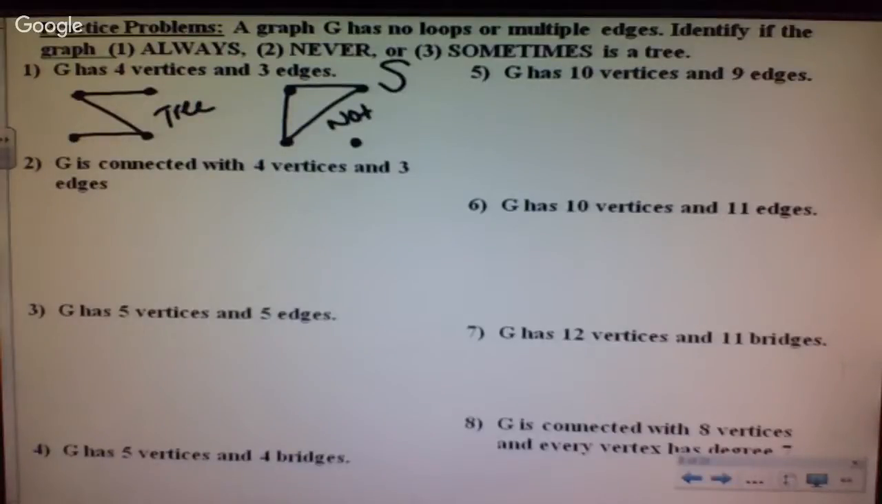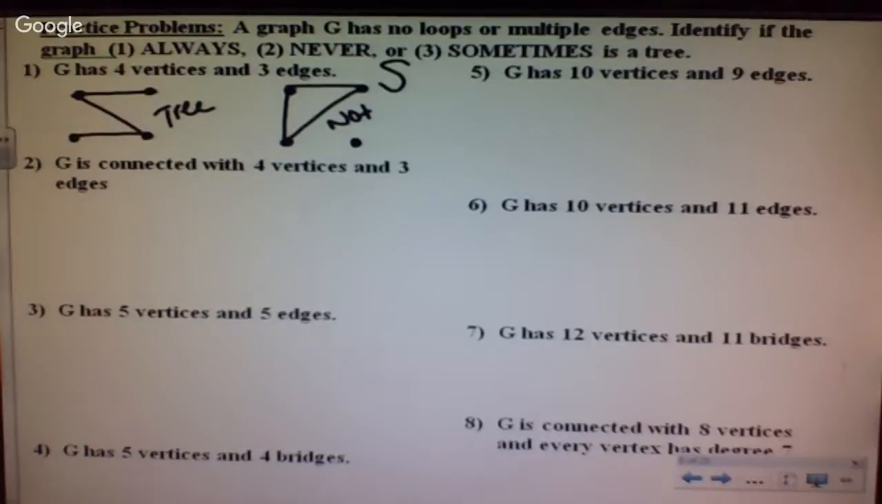Okay? Number 1 says nothing about it has to be connected. It says nothing about there are no circuits. It says nothing about being bridges. So I can have a disconnected graph. So that's what makes this sometimes. Yes, it can be a tree, but it also cannot. Okay? On your test when you get these, if you pick sometimes, you need to draw me a picture that is sometimes a tree. So yes, I have a tree, and no, I do not. So you'll have to give me the 2 individual pictures.